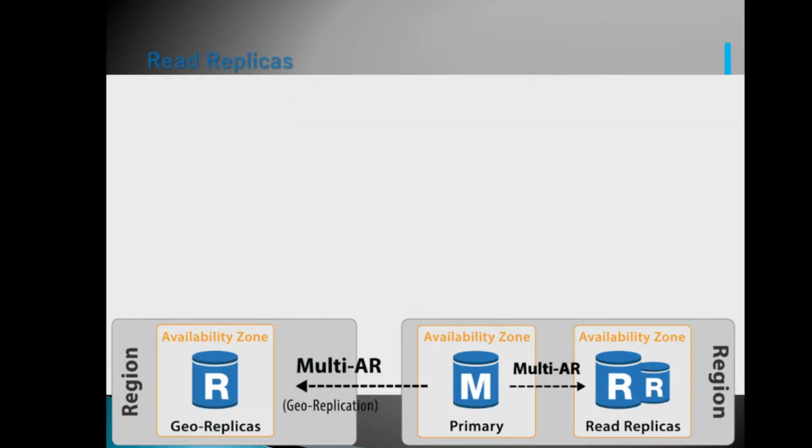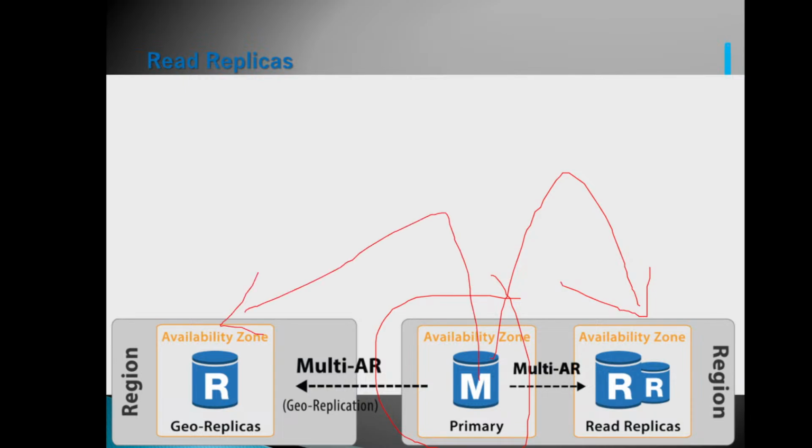You can see the diagram below. This is your primary database. You created a multi-AZ, that is a backup of this database, and a read replica in a different availability zone, as well as a read replica in another availability zone. But remember, the backup, that is the standby instance, will always be in the same region but in a different availability zone. A read replica can be in the same availability zone, a different availability zone, or a different region altogether.